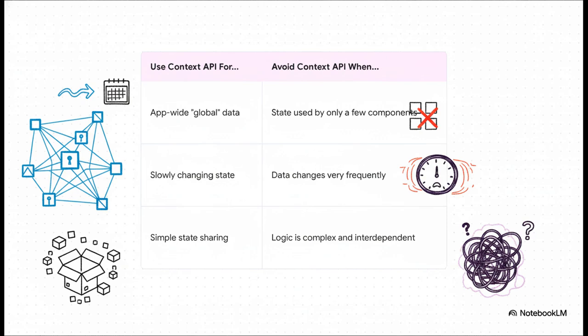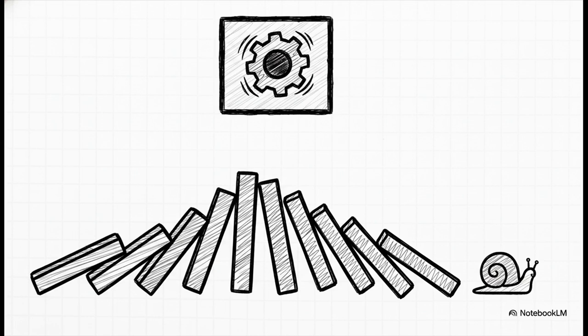Is the data needed all over your app and pretty stable? Context is your friend. Is it only used by a couple of components that are right next to each other? Honestly, props are probably simpler. And if the data is changing constantly, like what someone is typing into a form, using context can actually hurt your performance. And I really want to stress that performance point. It's a big deal, because every single component that's subscribed to a context will re-render every time the context value changes. So if you put something that updates all the time into context, you could accidentally trigger a massive chain reaction of re-renders across your app, and that'll slow things down.